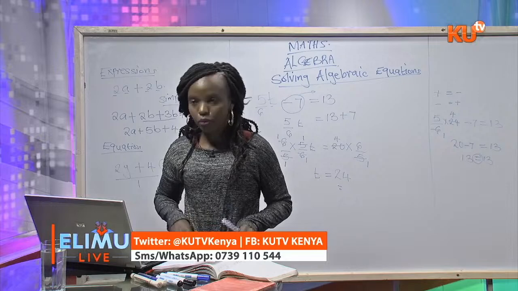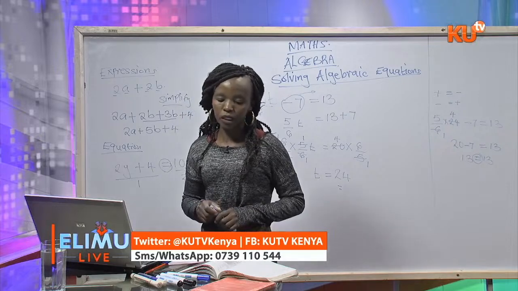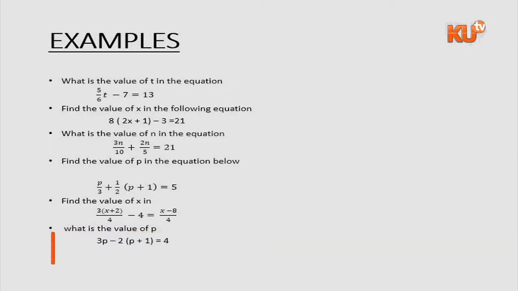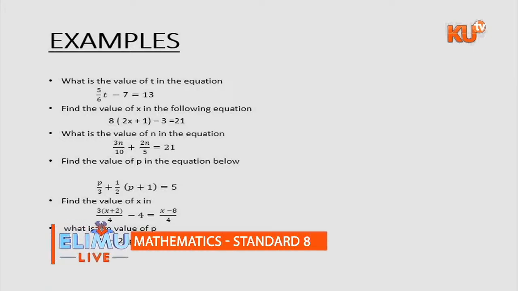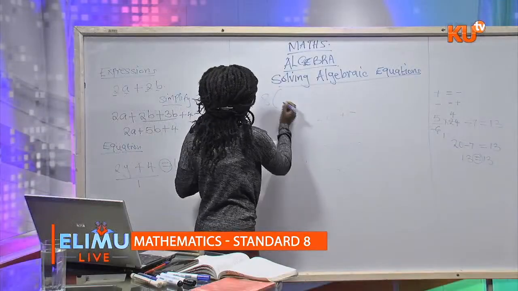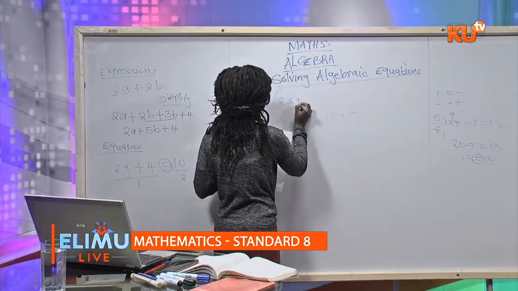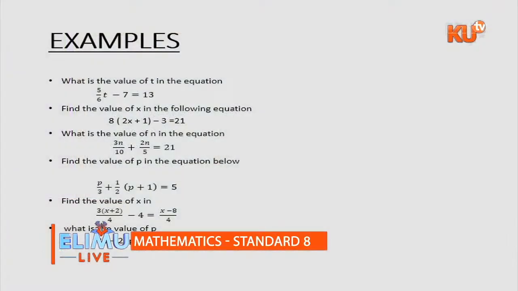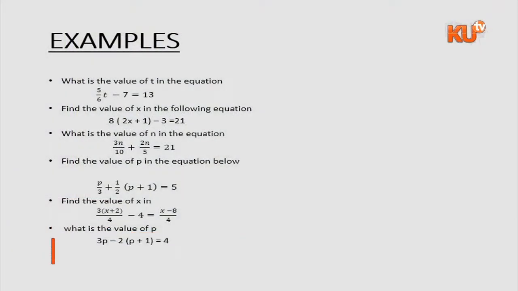So we look at another example. Example number 2. Find the value of x in the following equation. Equation number 2: I have 8 bracket 2x plus 1 bracket, minus 3, is equal to 21.